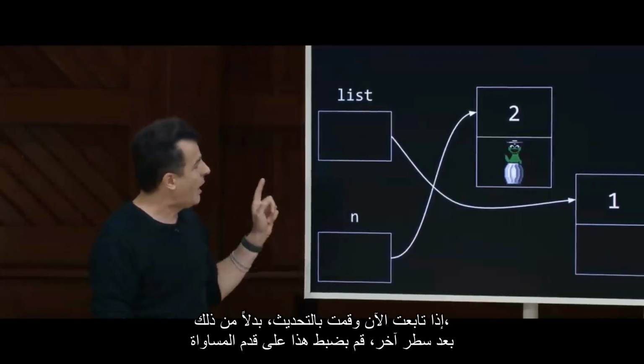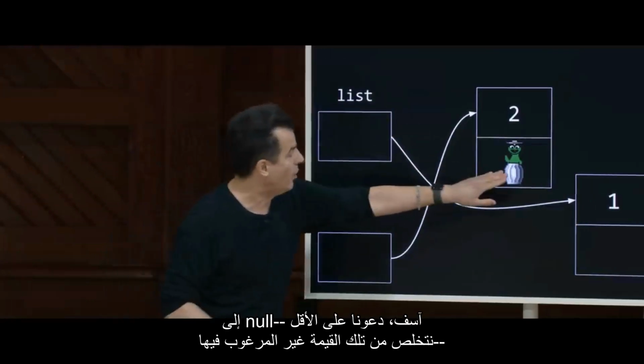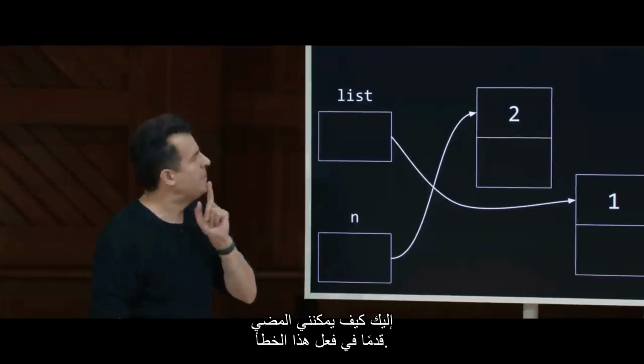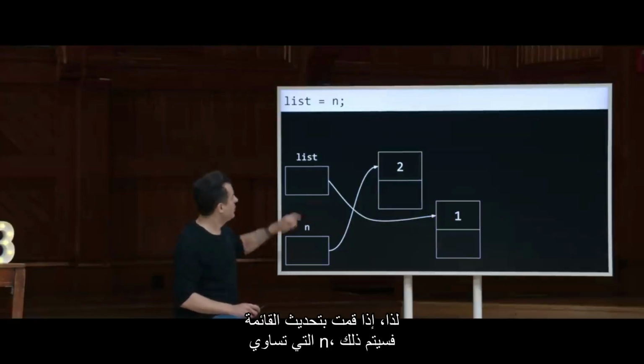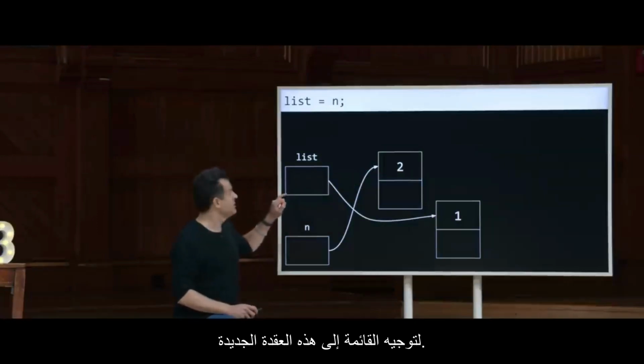If I proceed now and update, after one more line, setting this equal to null, sorry, let's at least get rid of that garbage value. Here's how I could proceed to maybe do this wrong. Let me go ahead and update, for instance, list equals n. So if I update list equaling n, that's going to point the list at this new node.